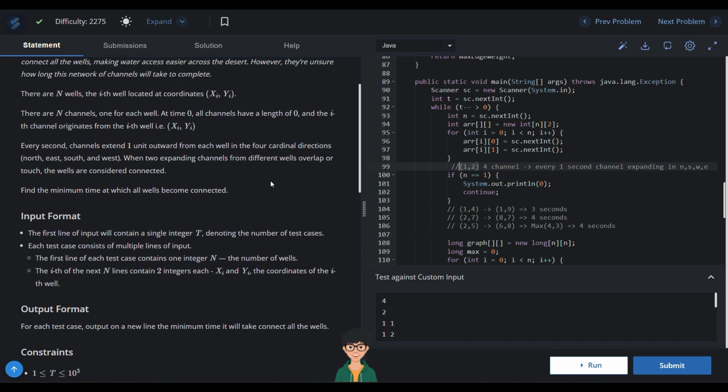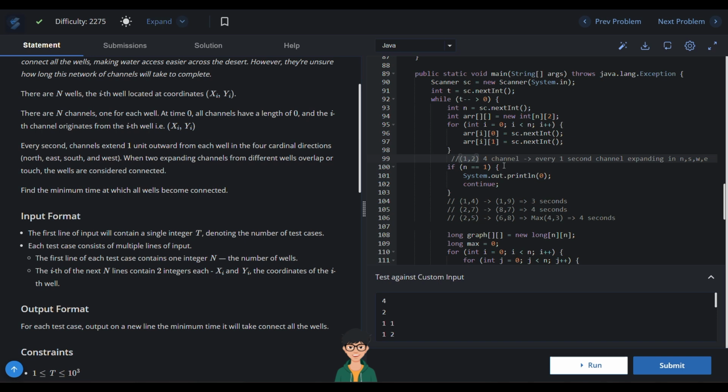Now you have to tell the minimum time in which all the wells are connected. Obviously, you can think of this as a graph problem, where the edges are the channels. If we think of brute force, we are given n wells, and every well can be connected to every other well somehow. It will take much time, but it will be connected.